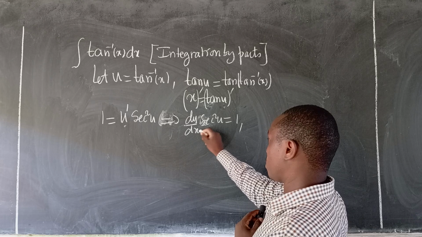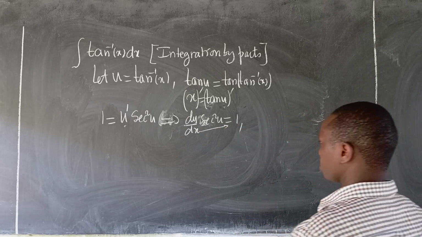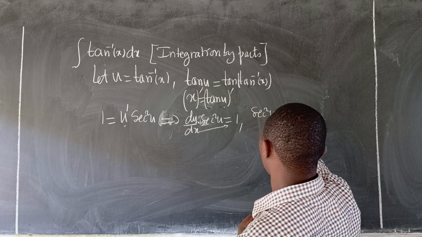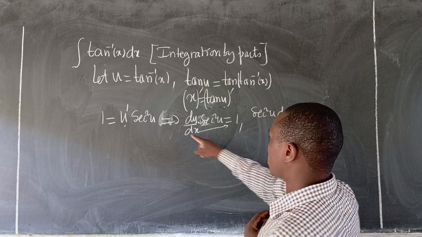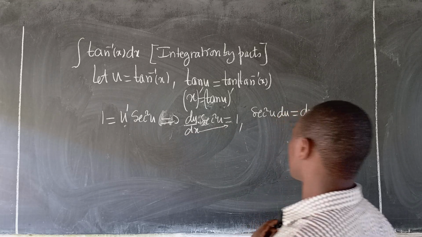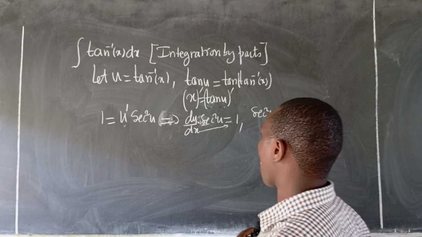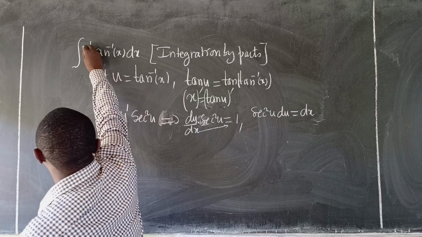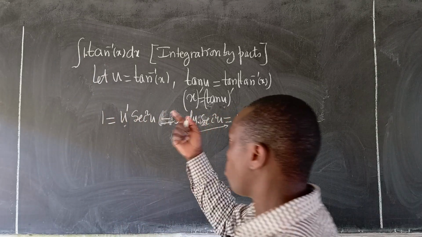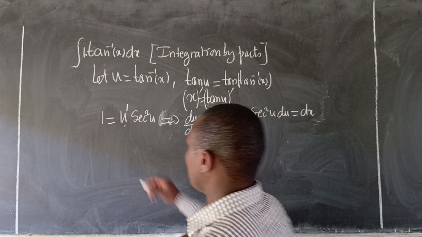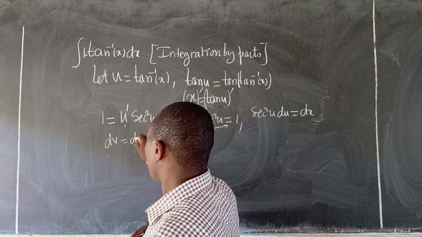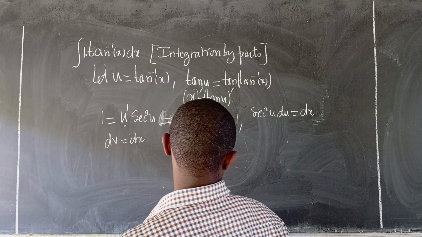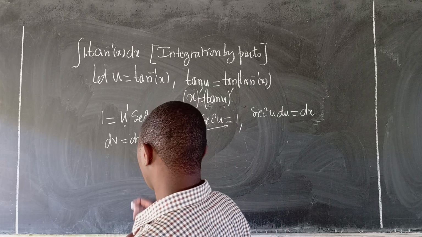This is 1. Multiplying across, we have sec squared u du equals dx. Multiplying by 1 doesn't change what we've been given. Let dv be the same as dx.